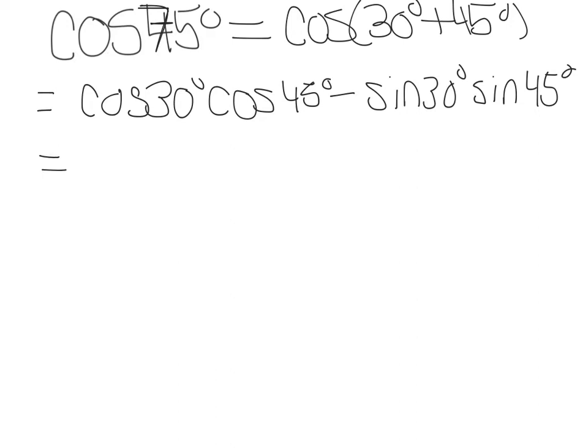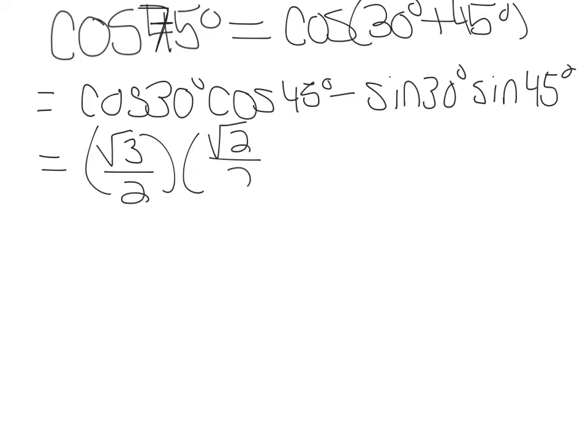So cosine at 30 degrees is equal to root 3 over 2. Cosine at 45 degrees is root 2 over 2. Minus sine at 30 degrees is 1/2. And sine at 45 degrees is root 2 over 2.